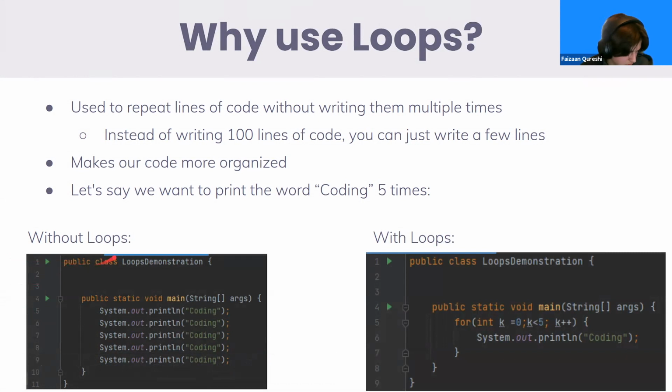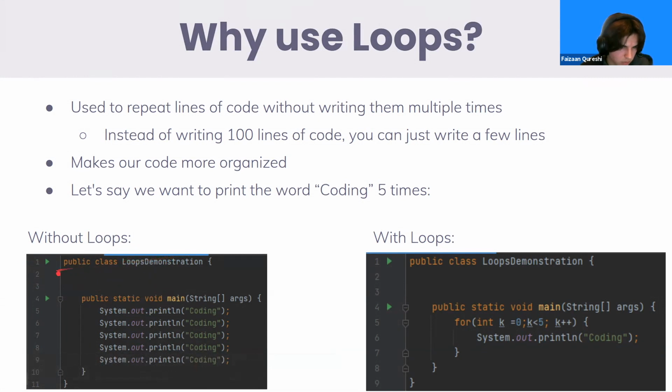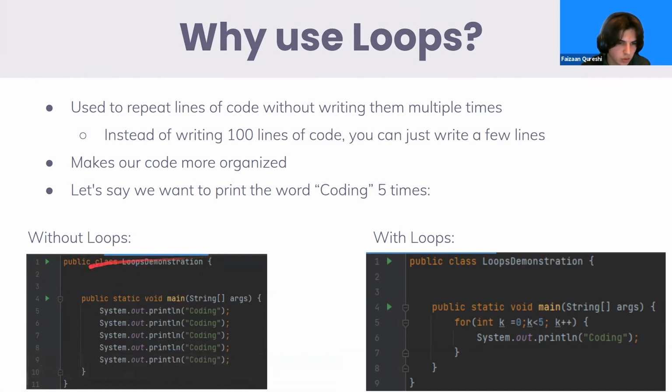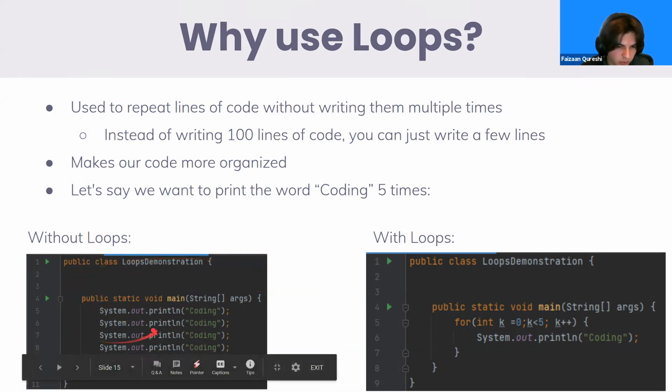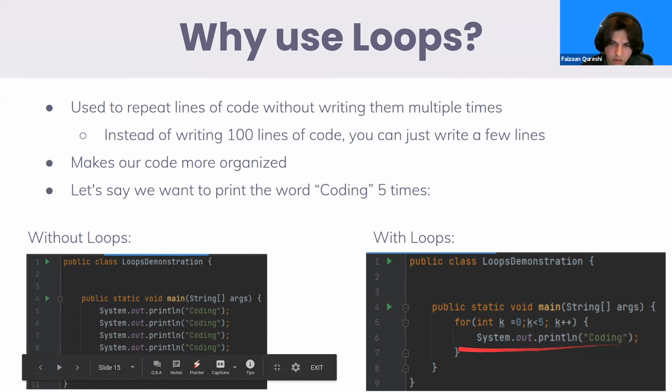So let's look at this example below. Without loops, let's say we want to print the word coding 5 times. Without loops, we just repeat the phrase System.out.println coding. To make it more efficient, easier, and more organized, we use loops. So we're just going to put the System.out.println coding into our loop, and it's going to print out coding 5 times.